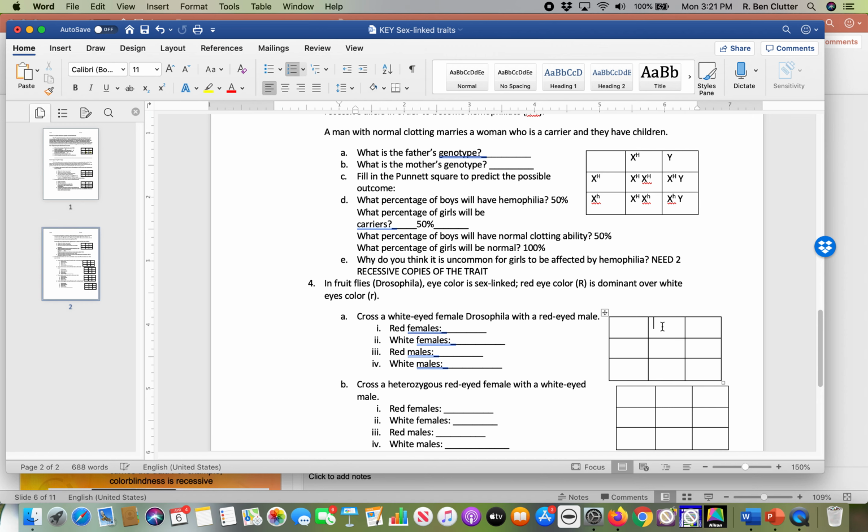All right, so cross a white-eyed female. Okay, so here we go. In fruit flies, eye color is sex-linked. Red eye color, capital R, is dominant over white color. Now, they're sex-linked, so you have to use X chromosomes. I see so many students not use X and Y chromosomes here because they see the capital R and lowercase r, so they assume it's just normal Mendelian genetics. But it says they are sex-linked, so use your superscripts, people. So it says cross a white-eyed female with a red-eyed male, so we know the male is going to have a capital R. The female is going to be white-eyed, so she's going to have lowercase r.